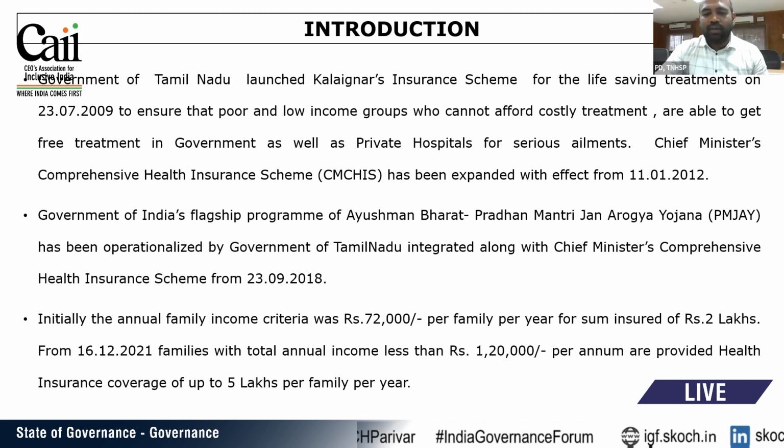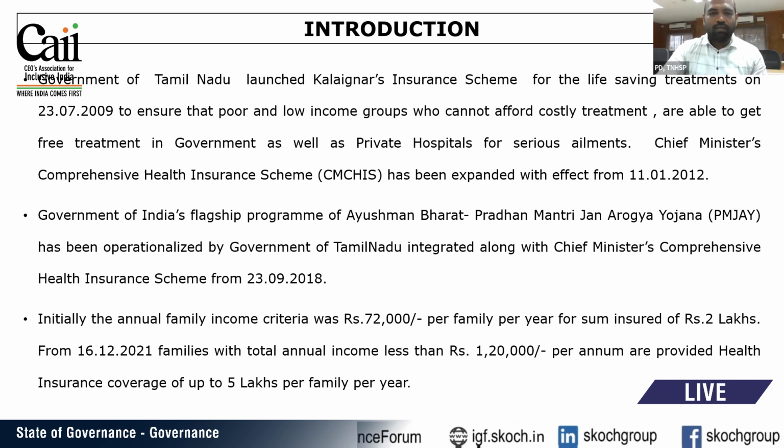From 16/12/2021, this family income criteria was raised to 1,20,000 per family per annum, and health insurance coverage was given up to 5 lakhs per family per year.